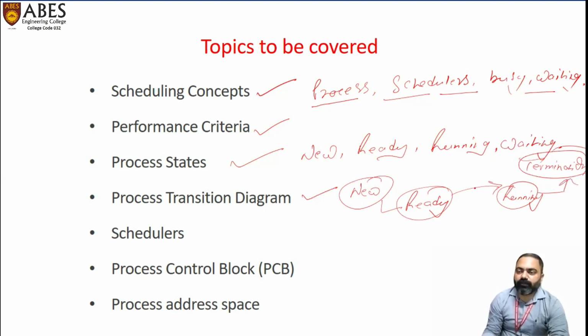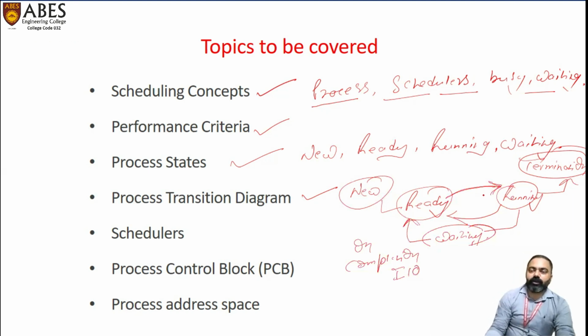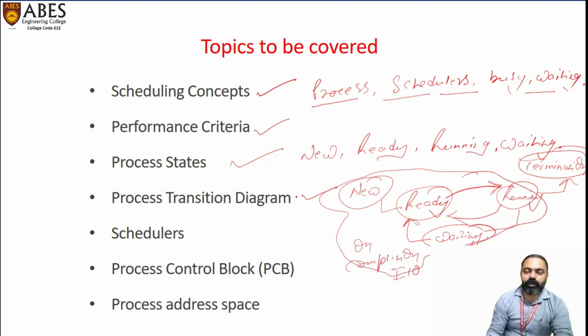If there is any interrupt while the process is executing, then it will go again to the ready queue. If the process wants to execute some IO operations, then it will go to the waiting queue until it completes the IO operation. On completion of IO, it will go again inside the ready queue. From there, the processor will fetch this process and execute it. All this is discussed in detail in the upcoming lecture inside this topic, process transition diagram.